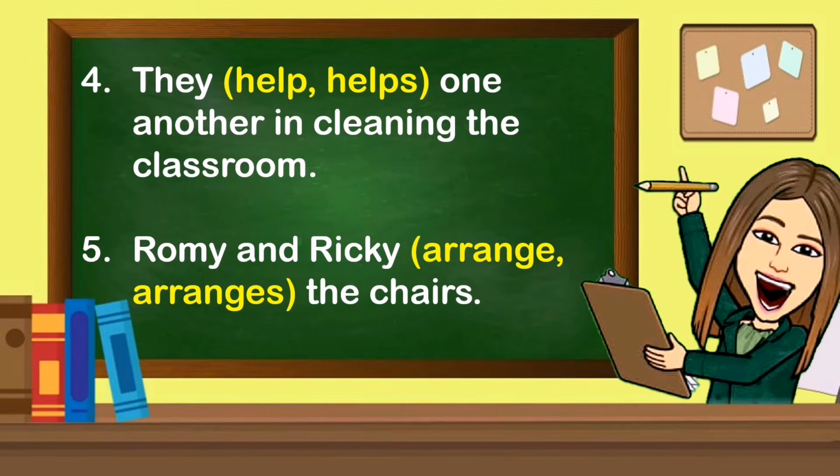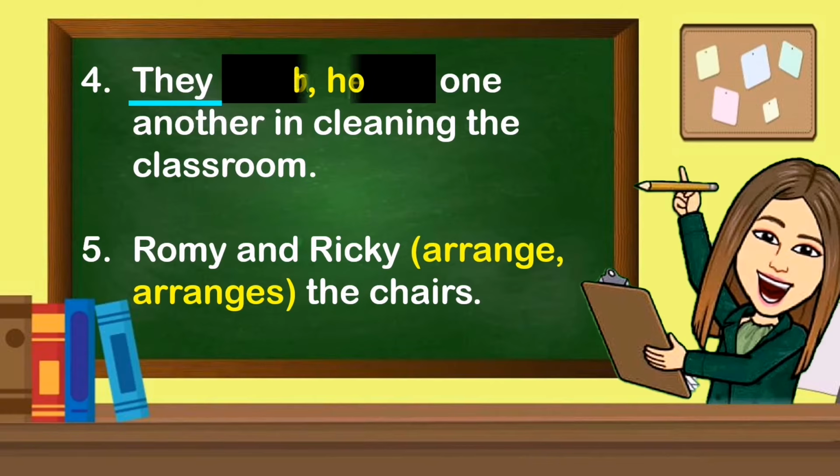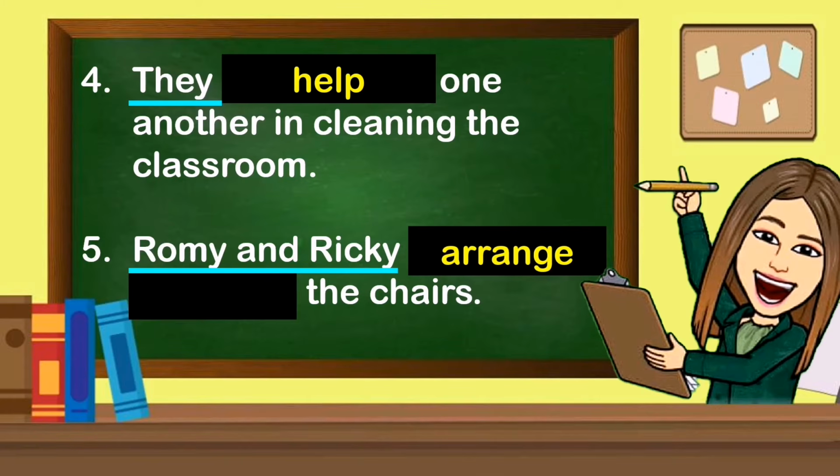Number 4, the subject is they and the verb is help. Number 5, the subject are Rumi and Ricky and the verb is arrange. So the verbs of number 4 and number 5 ay walang S sa dulo kasi dalawa ang subjects sa bawat pangungusap. Okay, let's read the following sentences. They help one another in cleaning the classroom. Number 5, Rumi and Ricky arrange the chairs.